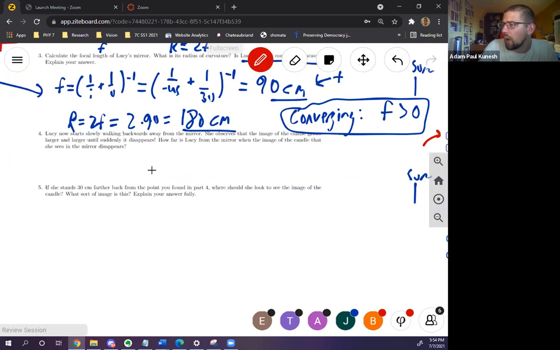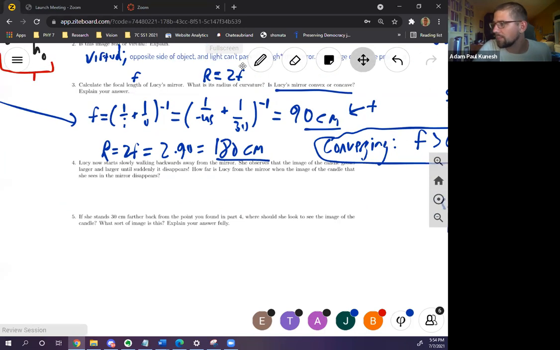Lucy now starts slowly walking backwards away from the mirror. She observes the image of the candle grows larger until suddenly it disappears. How far is Lucy from the mirror when the image of the candle that she sees in the mirror disappears? So this is a question about the mirror lens equation again. 1 over I plus 1 over O equals 1 over F. And we're looking for a point where the image suddenly disappears. So what does that mean?